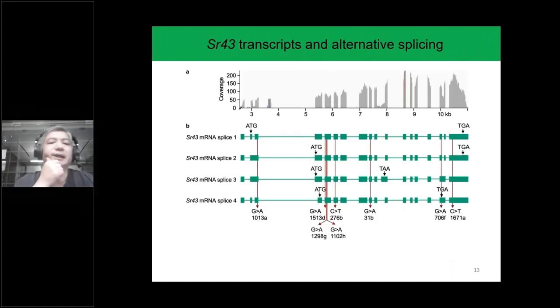So we performed RNA-seq and RNA mapping here. Figure A shows the RNA mapping, and we identified four different splice variants. The translation of splice one contains mutations across 8 mutants, and the translation of splice two contains mutations across 7 mutants. The translation of splice three contains mutations across 5 mutants, and the translation of splice four contains mutations across 6 mutants. So splice one is considered to be the functional one.